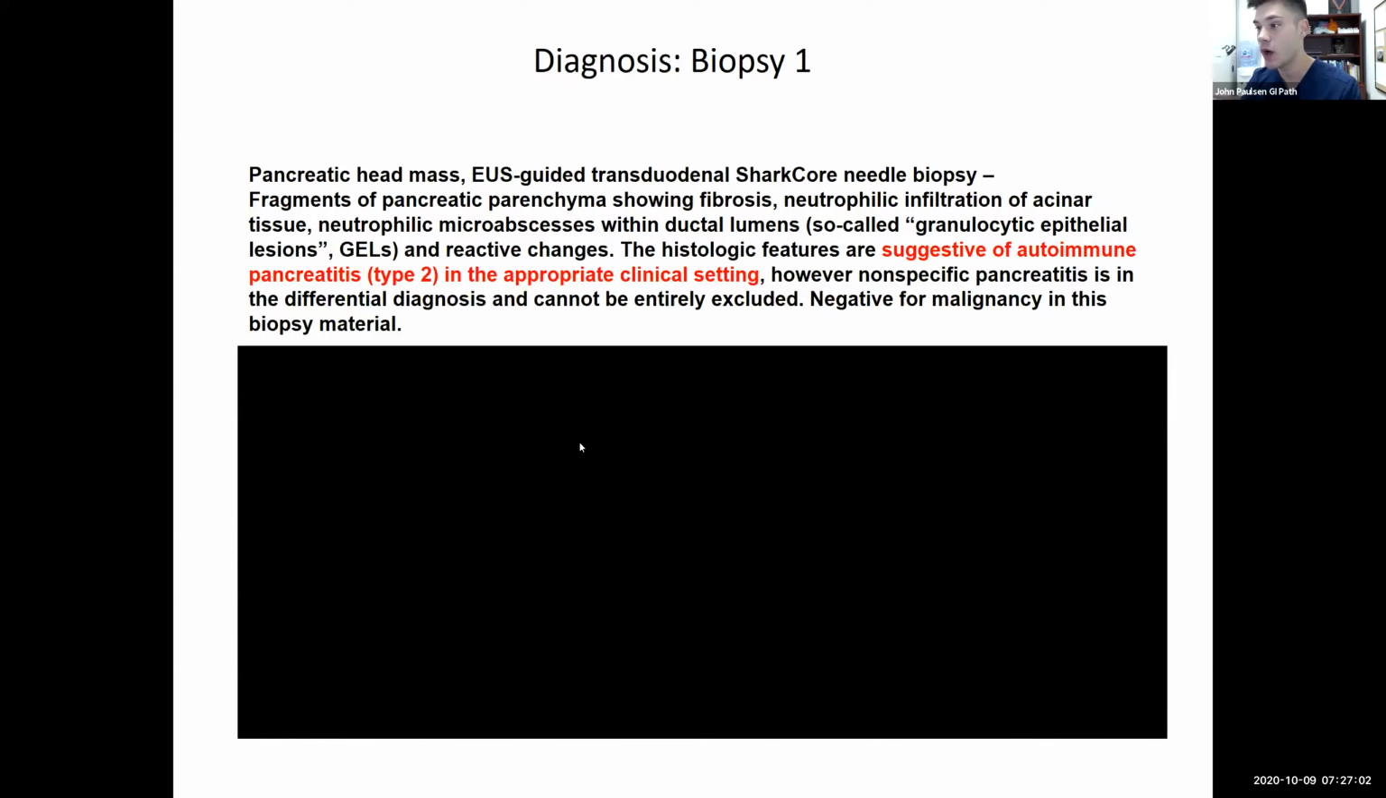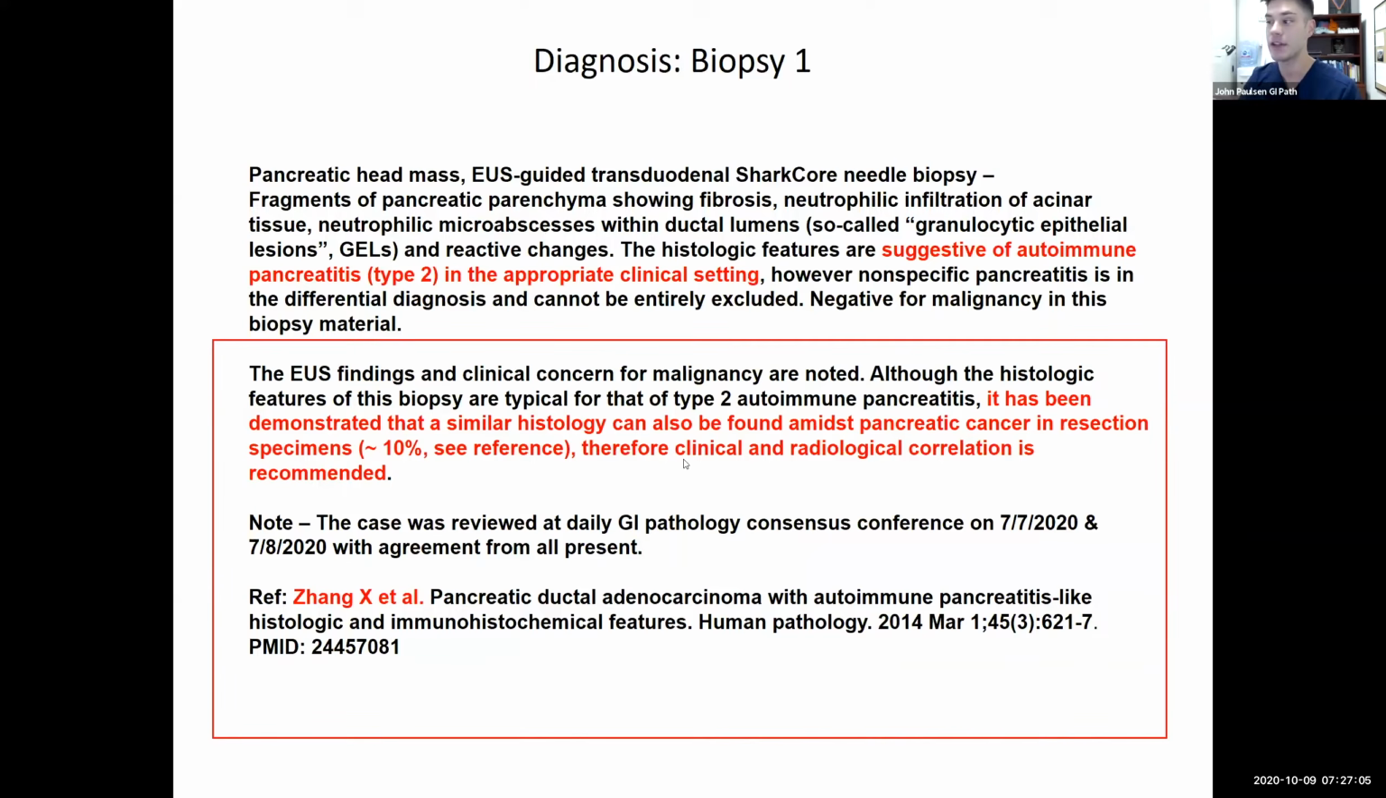So back to biopsy 1. Because Dr. DeMeo and Nick saw a mass, just to cover bases, we mentioned that 10% of pancreatic cancer can be associated with these AIP features.